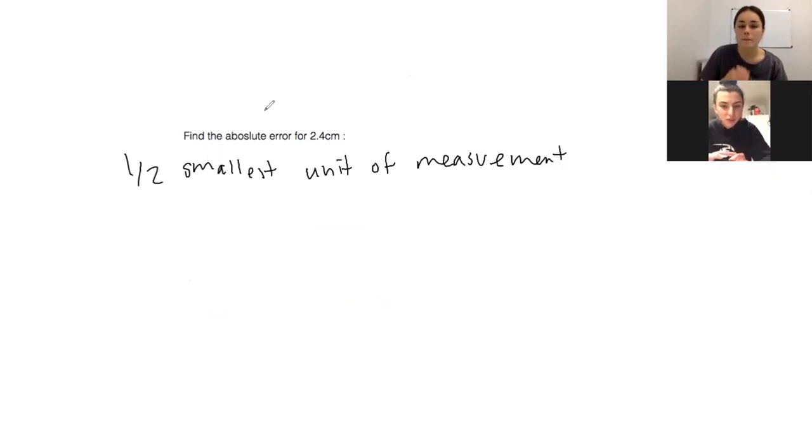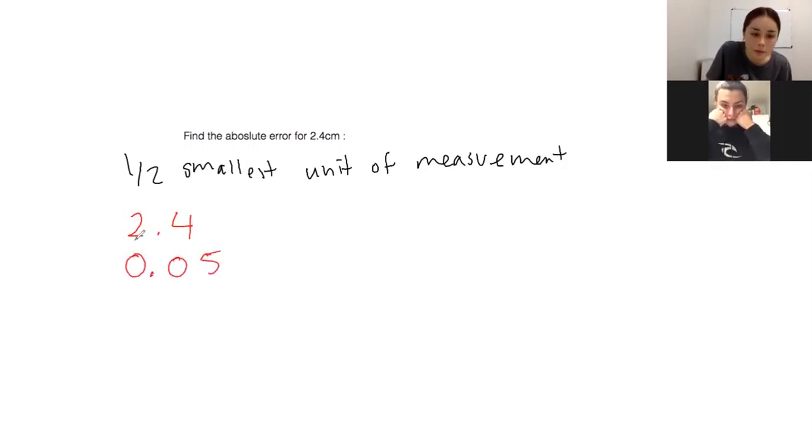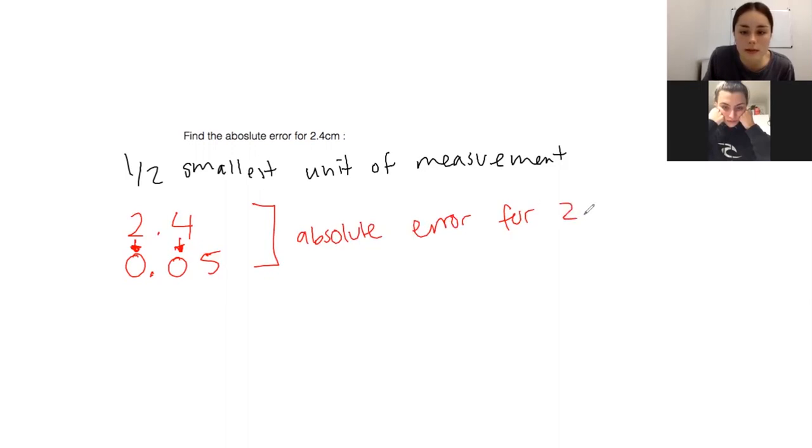How do I know what the smallest unit of measurement is for it? So there's two ways to do it in this question. You could just put zeros where the numbers are, and then add a 5 on the end. So for example, like 2.4, you could just do 0.05, put zeros where the numbers are, and then add a 5 on the end. So that will give you the absolute error for 2.4 centimeters.